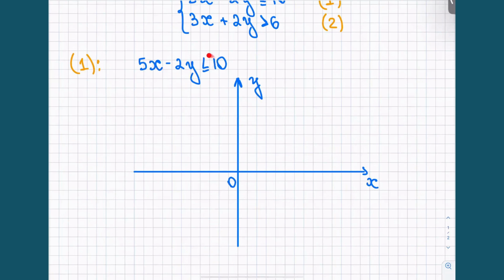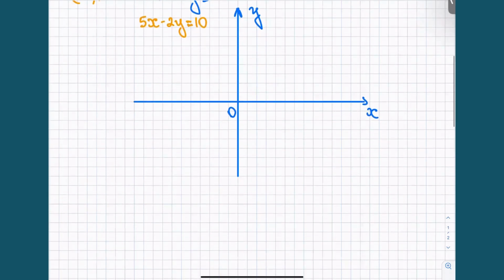So how do we solve this inequality? First of all, dear students, I know that all of you know how to draw just the equation, or actually the linear function, which is 5x minus 2y equal 10. So first we will be drawing just the equality, or just the linear function, which is a straight line, and which is 5x minus 2y equal 10.